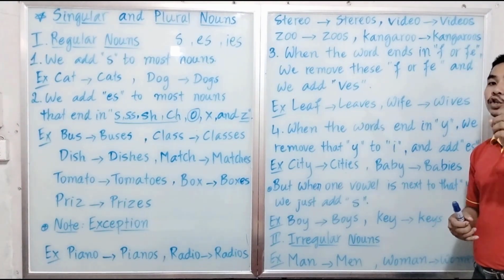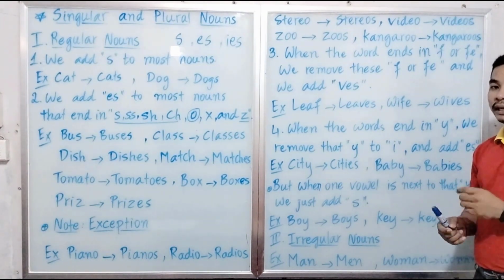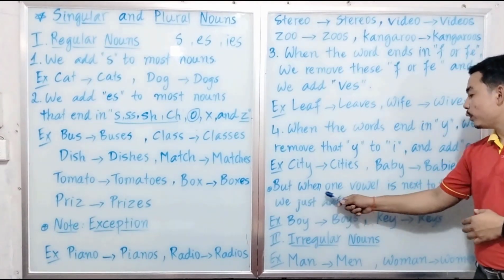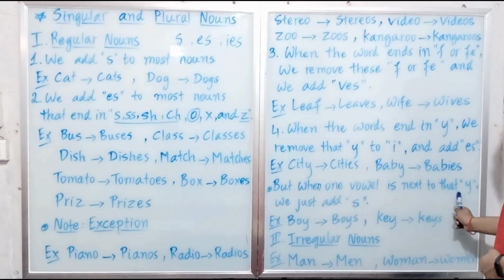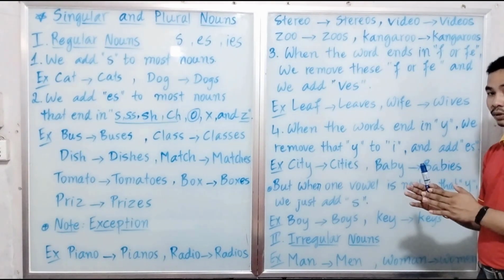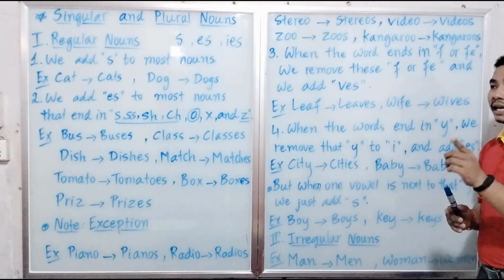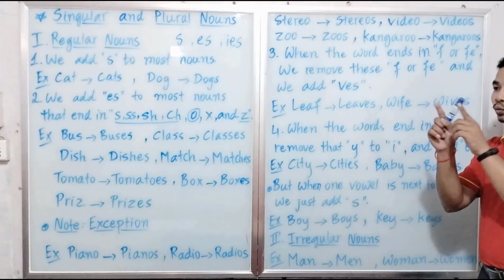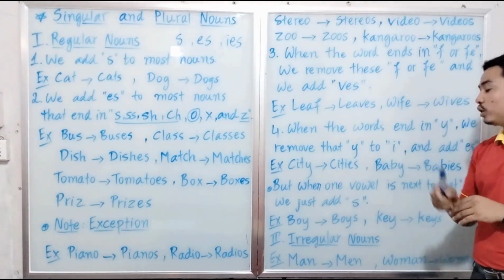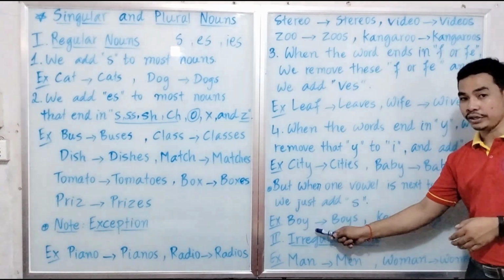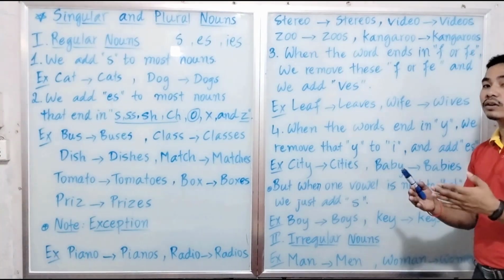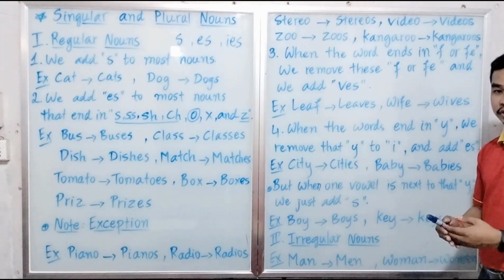But we need to be careful with one more thing. It is also exceptional. So look at this. But when one vowel is next to that Y, we just add S. So please be careful. If the words that end in Y and one vowel is next to Y, we cannot change to IES. We just add only S. Example, boy, boys, key, keys. The sound of S here means Z.